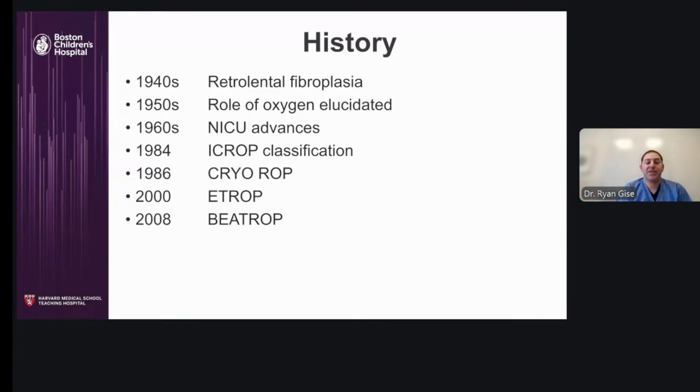And then in 2008, the BEAT-ROP study was published, which introduced the use of bevacizumab on a wide scale for retinopathy of prematurity. With bevacizumab, babies who are in zone 1 and posterior zone 2, but mostly zone 1, were found to have better outcomes with treatment. And obviously, there were some issues with this study, as there are with every study, but it really was the first one that brought it into the mainstream.